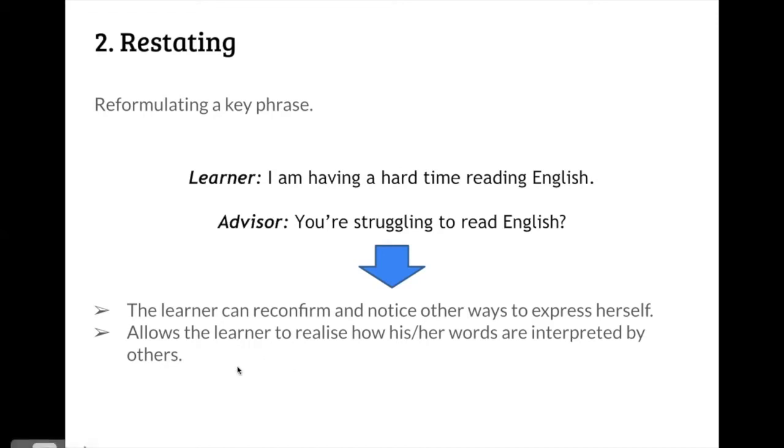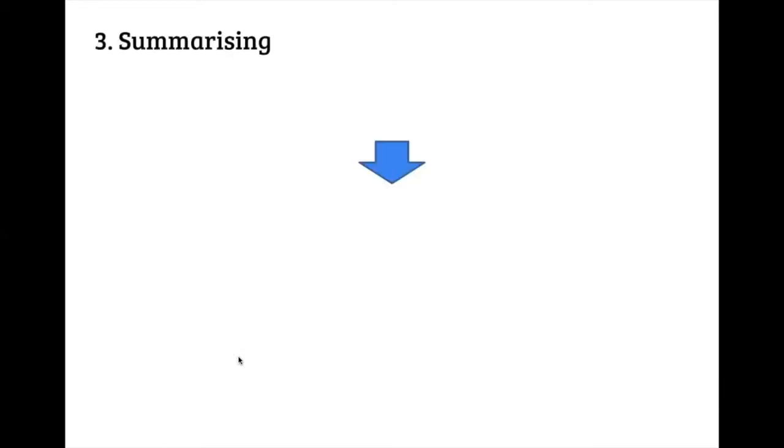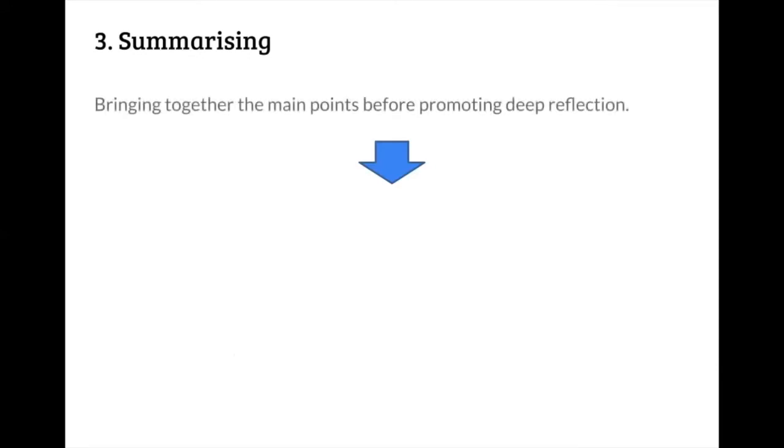Even in Japanese, when I have Japanese sessions with students, they often say, "Oh yeah, that's something I wanted to say. Yeah, そう言いたかった" in Japanese. So restating is really, really powerful. And the next one is summarizing. Summarizing is bringing together the main points before promoting deeper reflection.